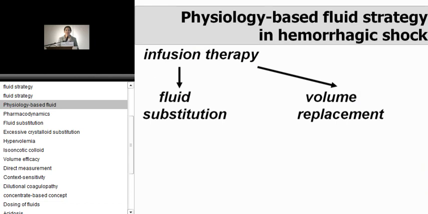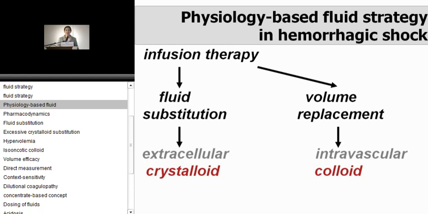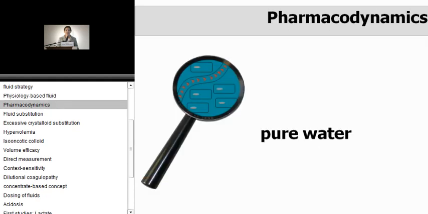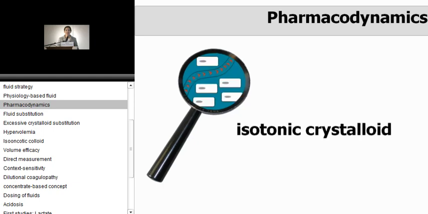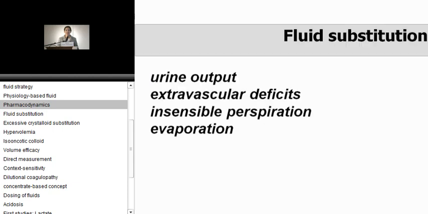So a physiological basis for our strategy, coming to a definition of infusion therapy, is fluid substitution for extracellular losses via the use of crystalloids, and volume replacement with the target of the intravascular compartment with bigger molecules. It's an end in between. Giving pure water, such as glucose 5%, would go to the whole body. It is not helpful in our hemorrhagic shock scenario. Isotonic crystalloids go, remember, to these compartments here.